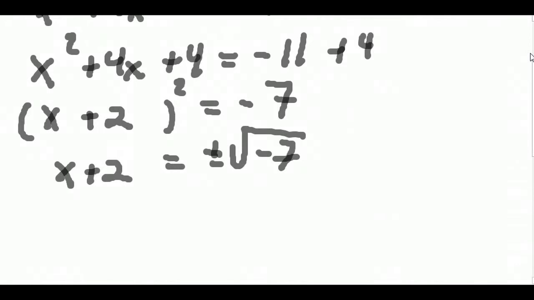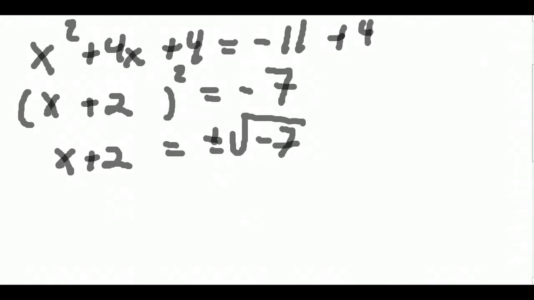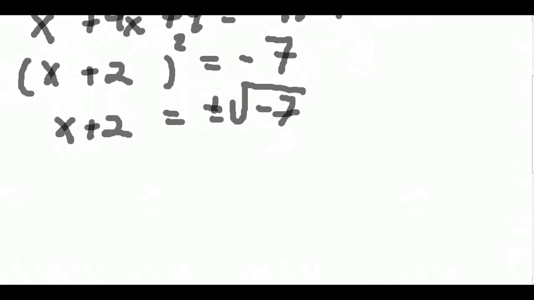When you're completing the square, you have x squared plus 4x plus 4 equals negative 11 plus 4. Because you added that 4 as your C term, if you add it to the left, you also have to add it to the right, just like we've been doing. Okay, so we still get that negative 7. So we take the square root of negative 7. So now we have x plus 2 equals plus or minus the square root of negative 7.